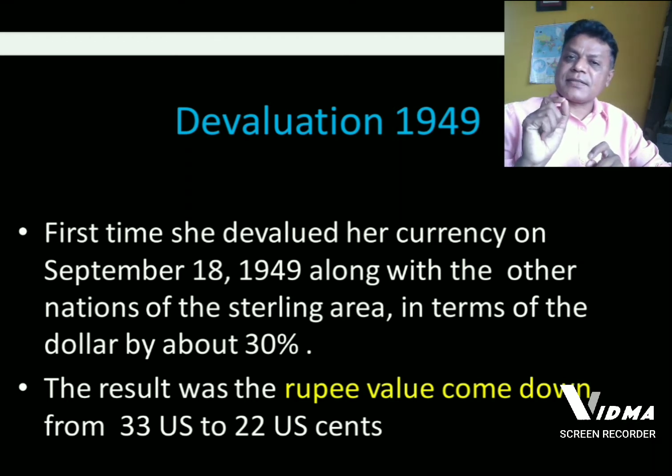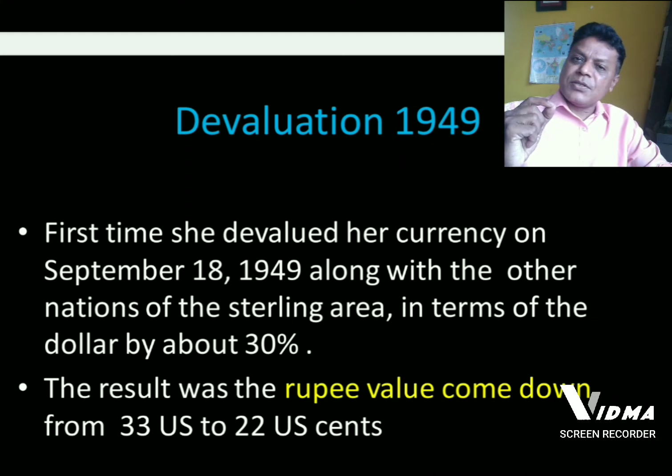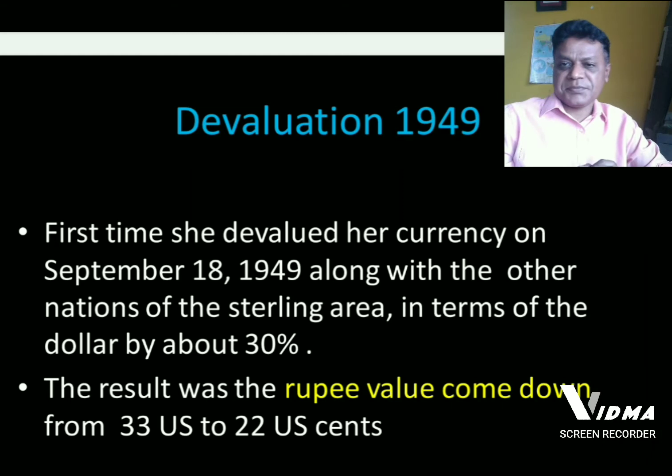Since 1947, India has devalued her currency 3 times. Only 3 times. One in the year 1949, second in the year 1966, and third in the year 1991. We shall try to know how devaluations were forcibly introduced in these 3 different time periods and what the results were.